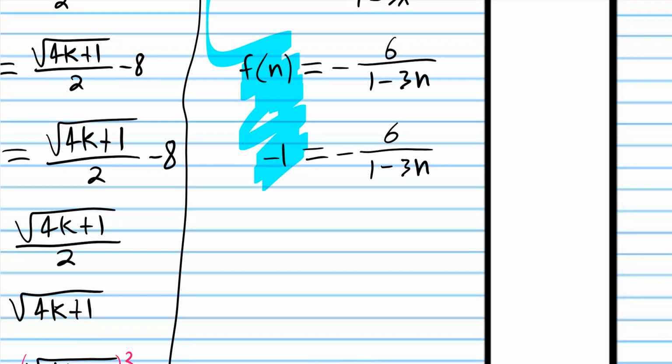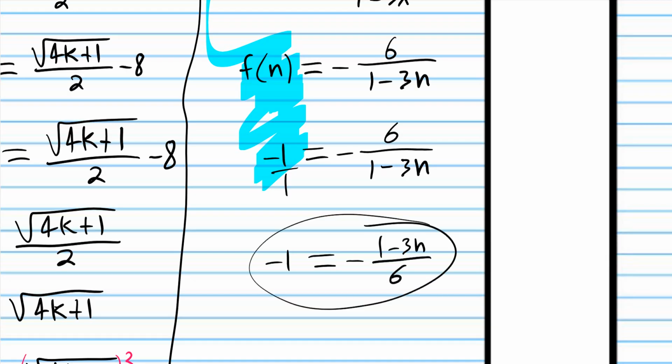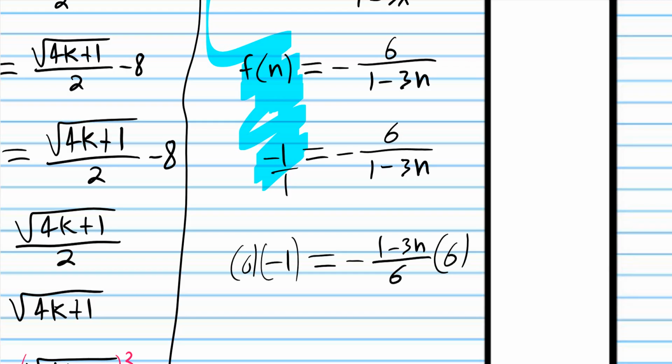So you can consider this to be negative 1 over 1. Then you can flip both sides of the equation, and if you do that, you'll just get negative 1 on the left side, and you'll get negative 1 minus 3n over 6. Now this equation is a lot easier to solve than this equation. So you can just multiply both sides by 6, cancel out the 6 in the denominator, and so on and so forth. That's one way to solve it.